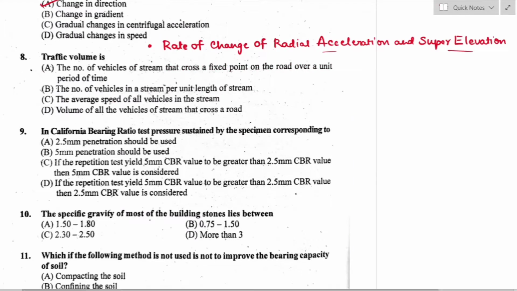Question number 8. Traffic volume is defined as the procedure to determine the volume of the traffic or number of vehicles moving on the roads at a particular section during a particular time period. So, traffic volume represents the number of vehicles in a stream per unit length of the stream. Option B is the right answer.